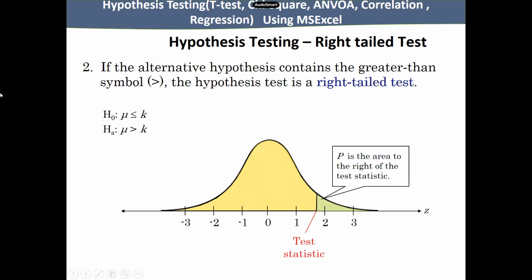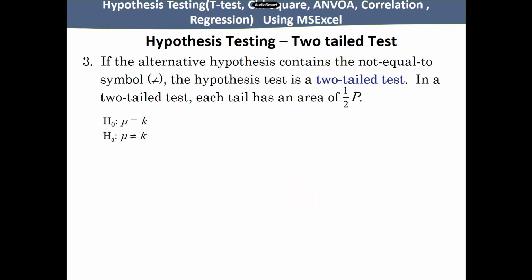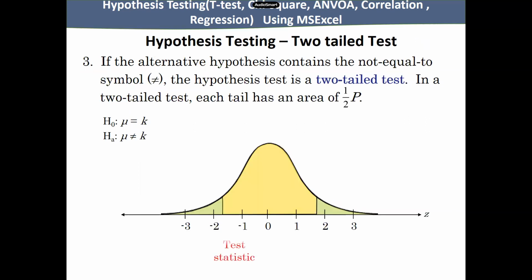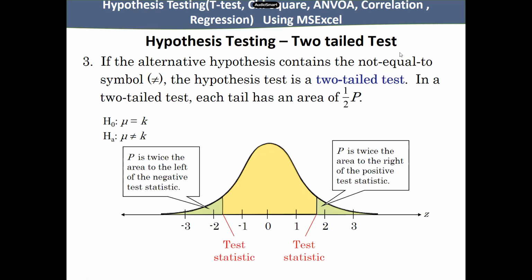The right tail test is that type of test that has the greater than in the alternate hypothesis statement. Then we have the two-tailed test. This is how it looks. Any test where the alternate hypothesis uses the not equal sign is a two-tailed test, which has half of the left tail and half of the right tail.